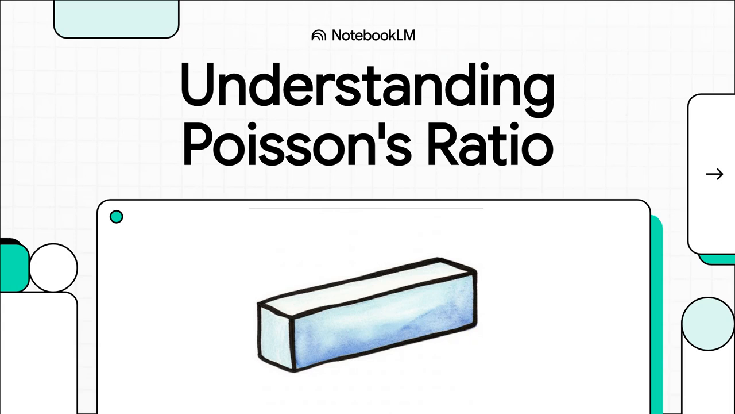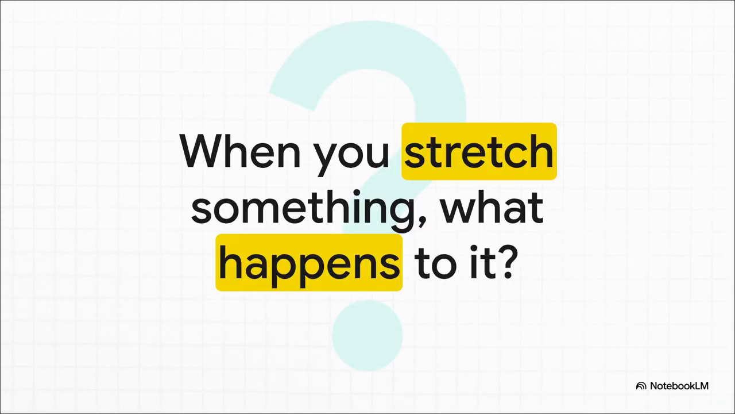All right, today we're going to dig into a concept that's absolutely fundamental to how our world works, how things bend and stretch and squish. It's called Poisson's Ratio. Now, I know it sounds a little intimidating, but trust me, by the end of this, you'll see it happening everywhere. Let's get into it.